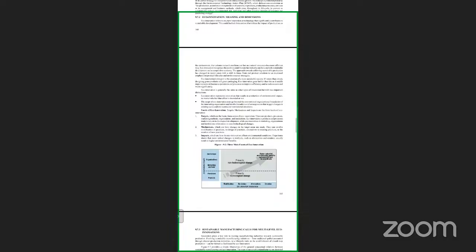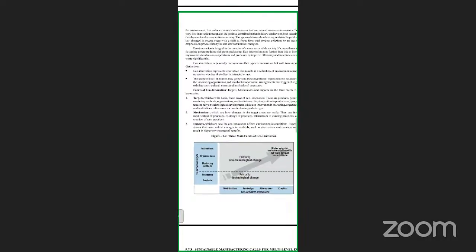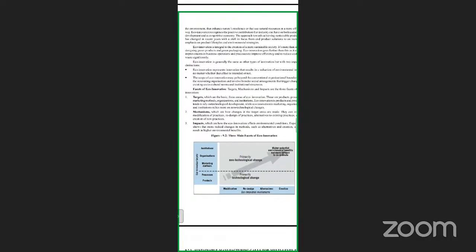And the three main facets of eco-innovation, you can just have a glance at the picture which is displayed, that is eco-innovation mechanism and eco-innovation targets. Under mechanism, we have modification, redesign, alternatives, and creation. And targets, we have products, process, marketing methods, organizations, and institutions. And it is mostly focused on primarily technological change. Later, it goes to primarily non-technological changes.